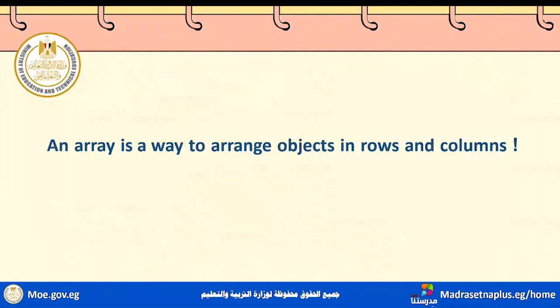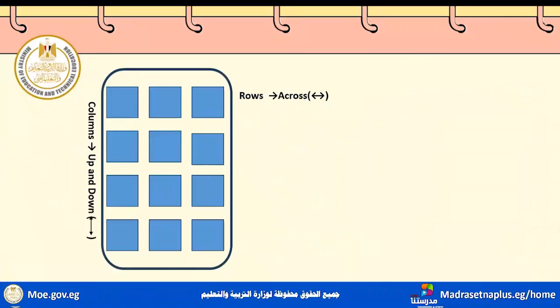So what's meant by array? An array is a way to arrange objects in rows and columns. Let's see some objects arranged in rows and columns. You will see rows come from left to right, while columns come from up to down.